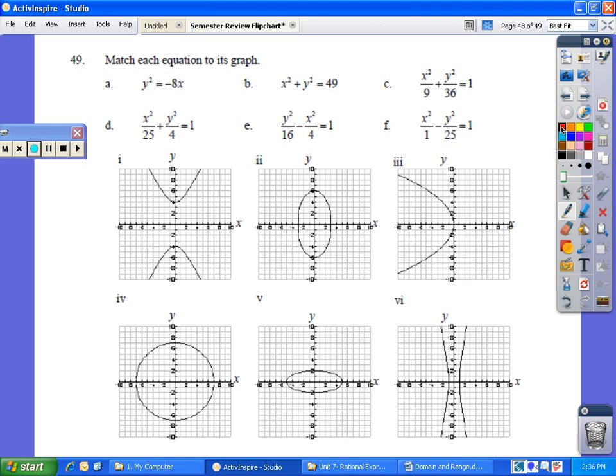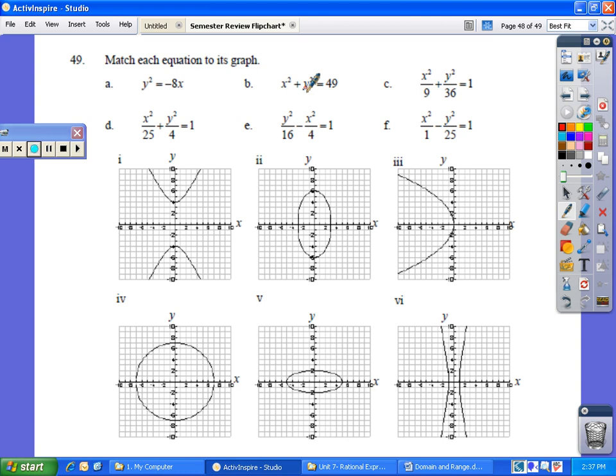For instance, a circle usually looks like x squared plus y squared equals r squared. An ellipse is usually x squared over something plus, that's the key thing to look for, y squared over something equals 1. A hyperbola would be x squared over something minus y squared over something, or y squared over something minus x squared over something, equals 1. And your parabola is always going to start with y squared or always going to start with x squared.